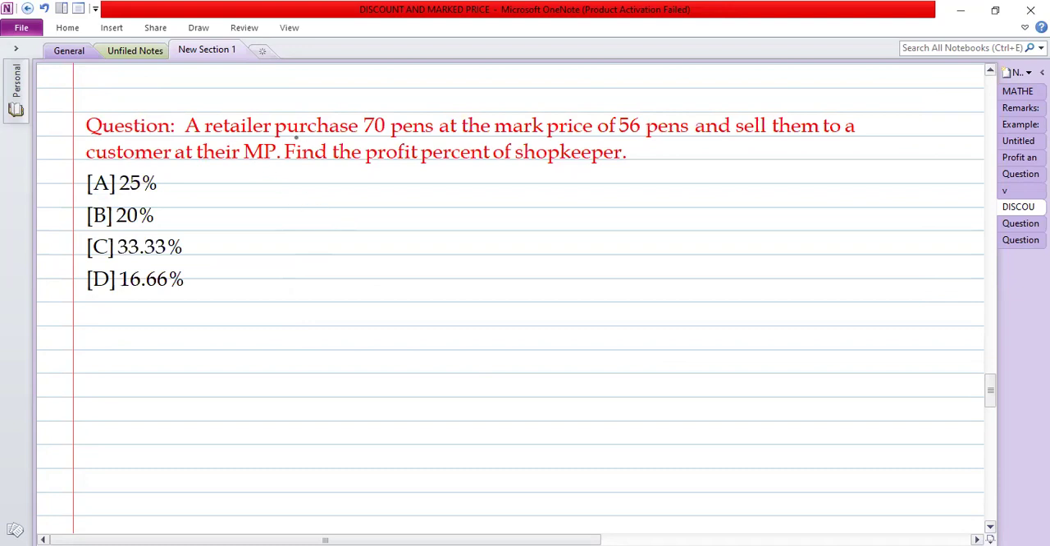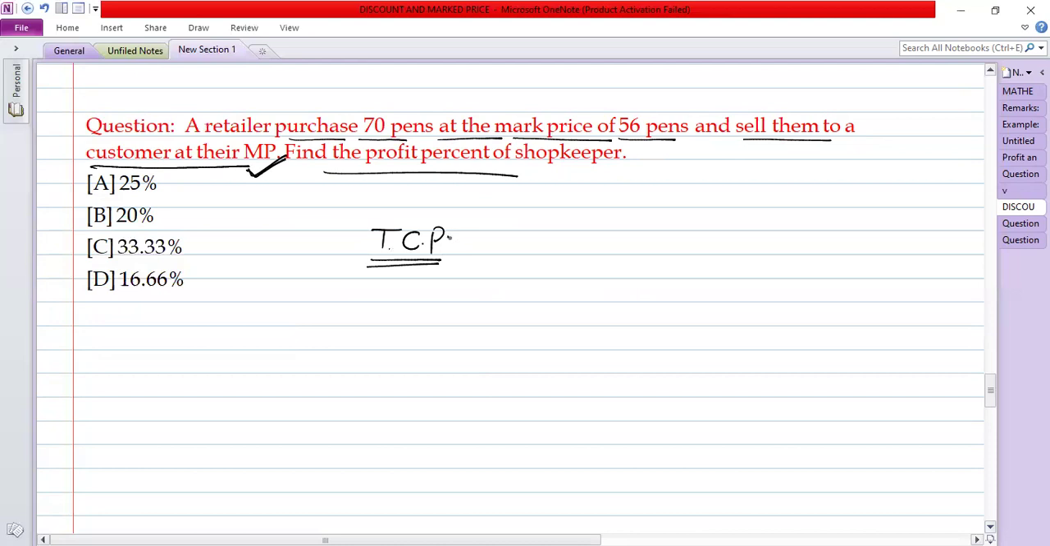the retailer purchases 70 pens at the marked price of 56 pens. Okay, and sells them to a customer at their marked price itself. Okay, we have to find the profit percent. So here, what is the total cost price? TCP means the total cost price. Actually, we will take it as 70C. And further, this is nothing but 56M.